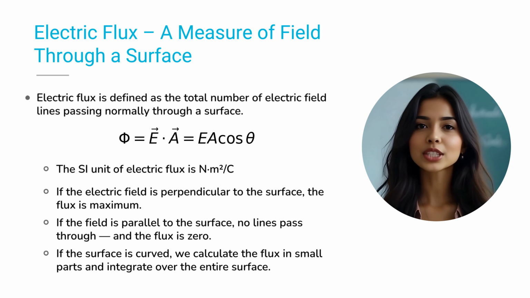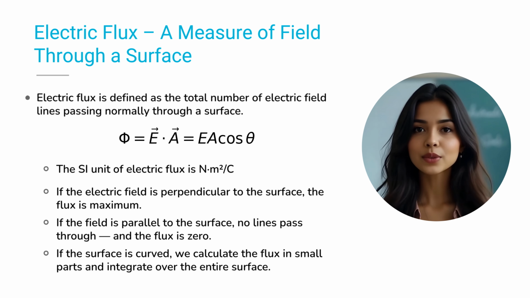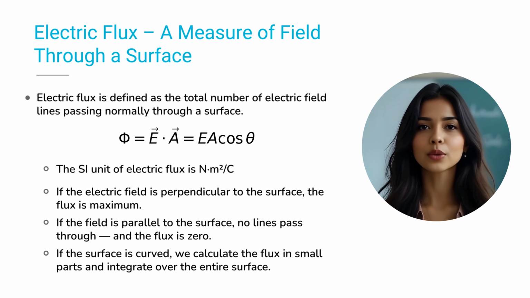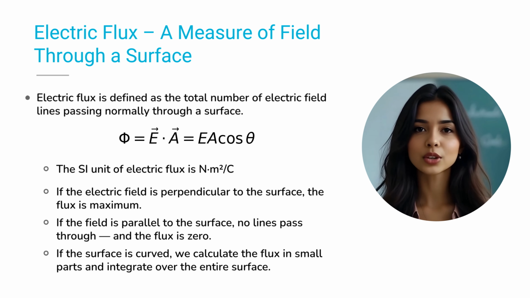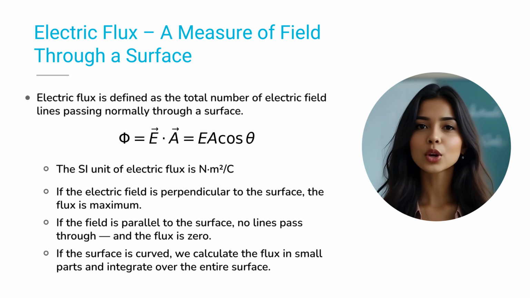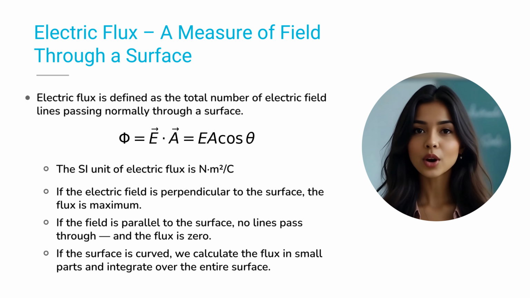Cosine theta means we take the cosine of the angle between the field and the area vector. The SI unit of electric flux is Newton meters squared per coulomb. So, what does this mean practically? If the electric field is perpendicular to the surface, the flux is maximum. If the field is parallel to the surface, no lines pass through, and the flux is zero. If the surface is curved, we calculate the flux in small parts and integrate over the entire surface.